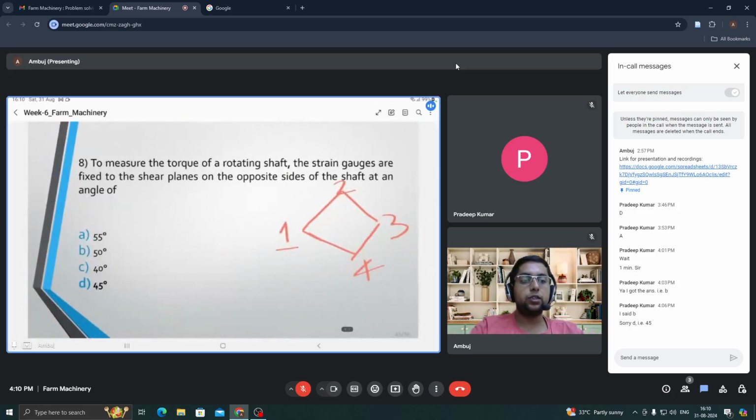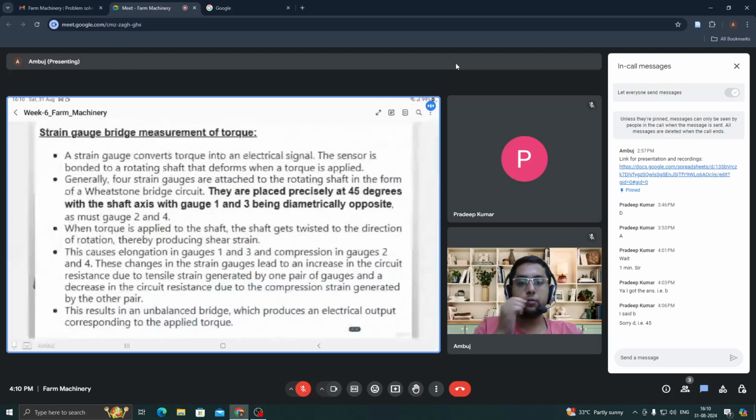I do the configuration 1, 2, 3, 4, and this one would be the correct one. The angle would be 45 degree. Using simple geometry, you can see. Torque is applied to the shaft. The shaft gets twisted in the direction of rotation, thereby producing some shear strain. It will cause elongation in gauge 1 and 3, and simultaneously compress gauge 2 and 4. You can see from the geometry.